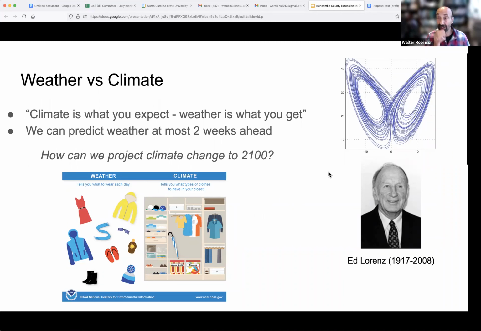People have done a lot of work and found the limit for predictability of the atmosphere is really just a couple of weeks. So we can't predict the weather 2 weeks ahead, but I've just told you we're projecting climate out to 2090. So what's the story with that? And that gets down very much to the difference between weather and climate.